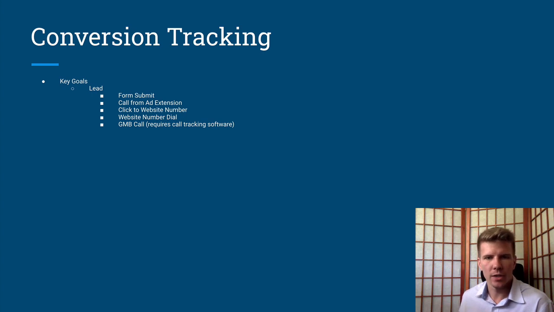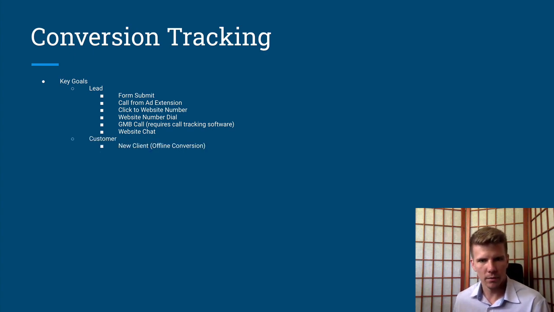And also you can do like website chat. So if someone initiates a live chat, they have an integration with Google Ads and you can count that as a lead. You can also do a key goal as a customer, so a new client, and that's an offline conversion. So that's going to be registered in a CRM, or you can put it into a Google Sheet, and you can upload your Google Sheet info or your CRM. Most of them work with Google. You can upload any new client and count that as an offline customer conversion. You definitely want that in there, and you can also pull in how much they paid you, if that info is in there too, and then you can start using the target ROAS or maximize conversion value.